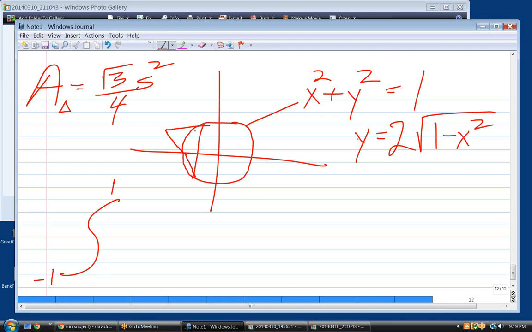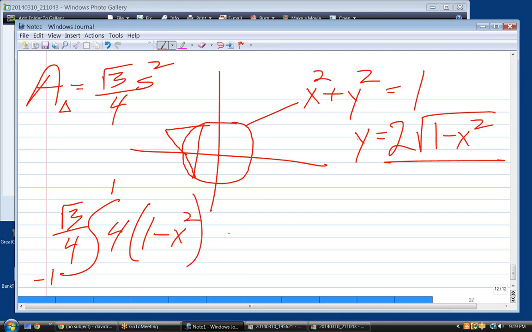And the area of each of these triangles is root 3 over 4 times the side squared, so that's 4 times 1 minus x squared. That should be relatively easy to evaluate. We can also multiply it by 2 and go from 0 to 1, which will make it a little bit easier. What were you going to say? Oh, I was thinking something different.